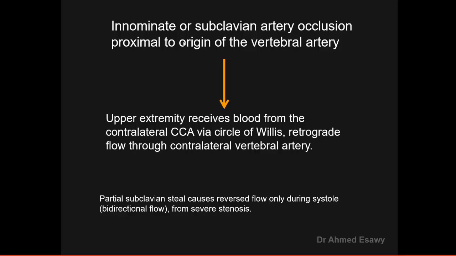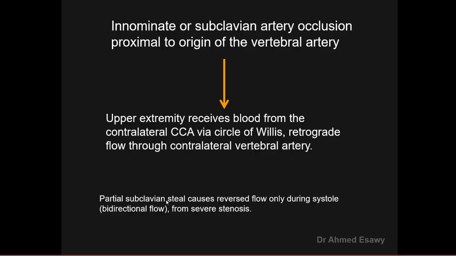Why? Because innominate or subclavian artery occlusion leads to decreased blood supply to the contralateral upper limb. To compensate for this loss, there is blood stealing from the contralateral common carotid via the circle of Willis. The result is retrograde flow through the contralateral vertebral artery, because blood goes in the reverse direction from the contralateral common carotid, a vertebral steal to the other upper limb.